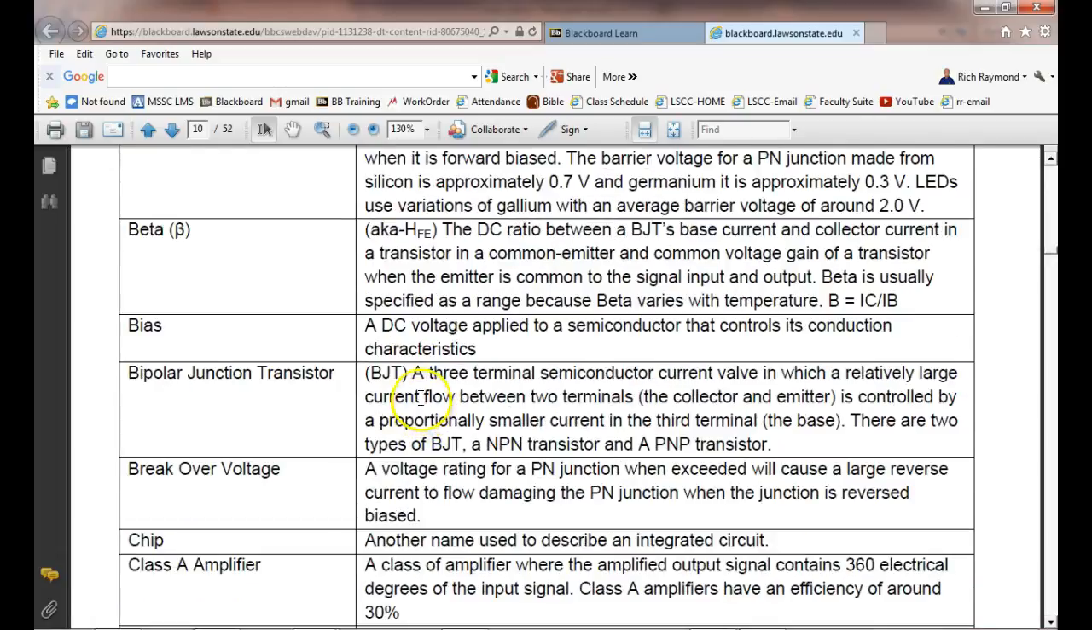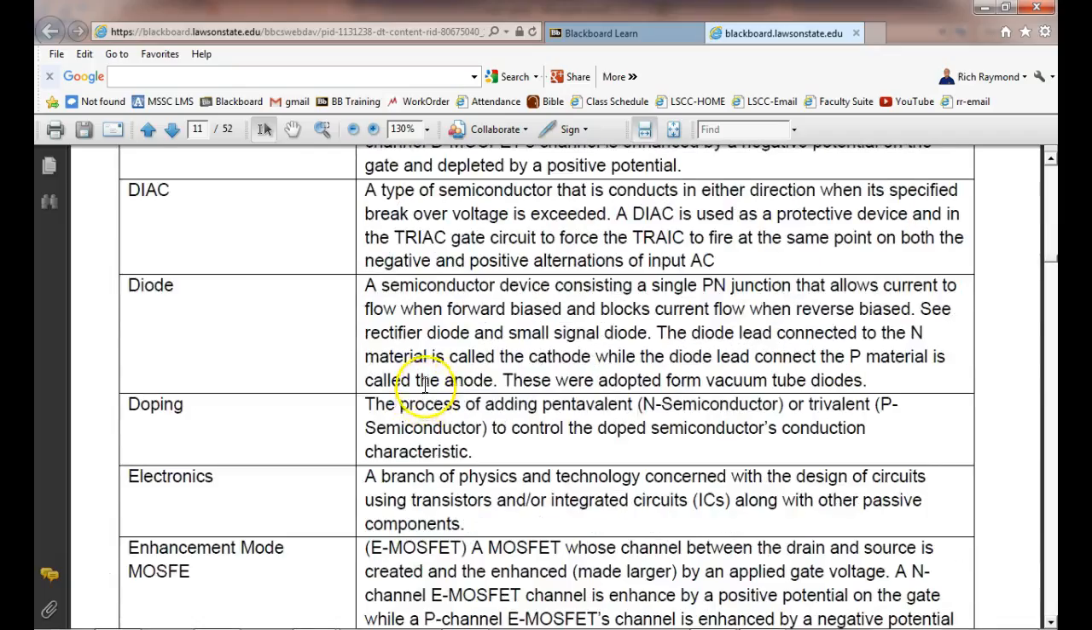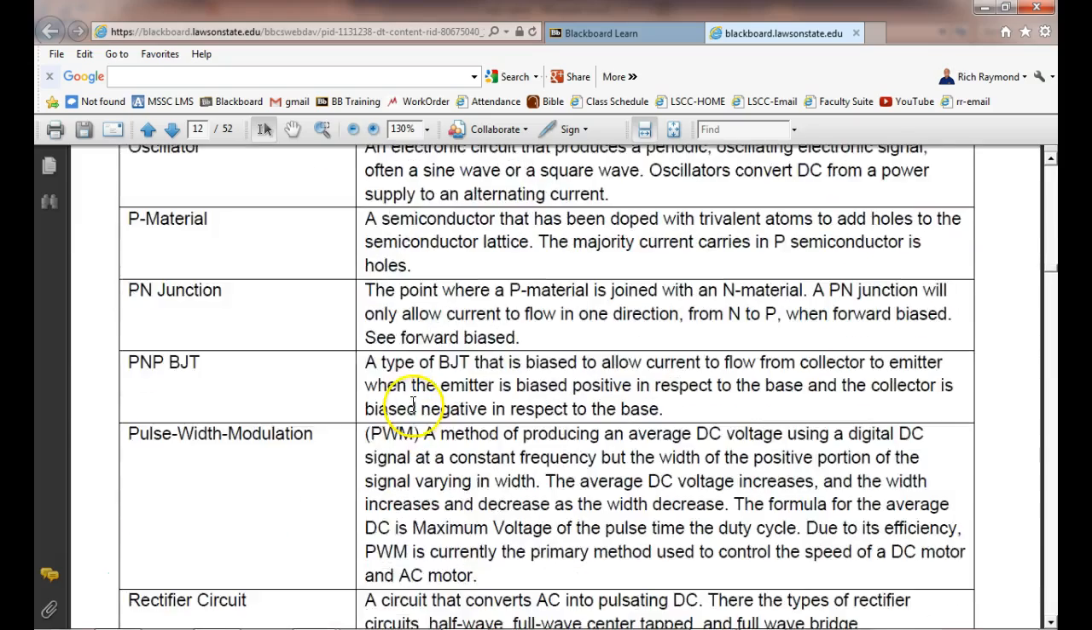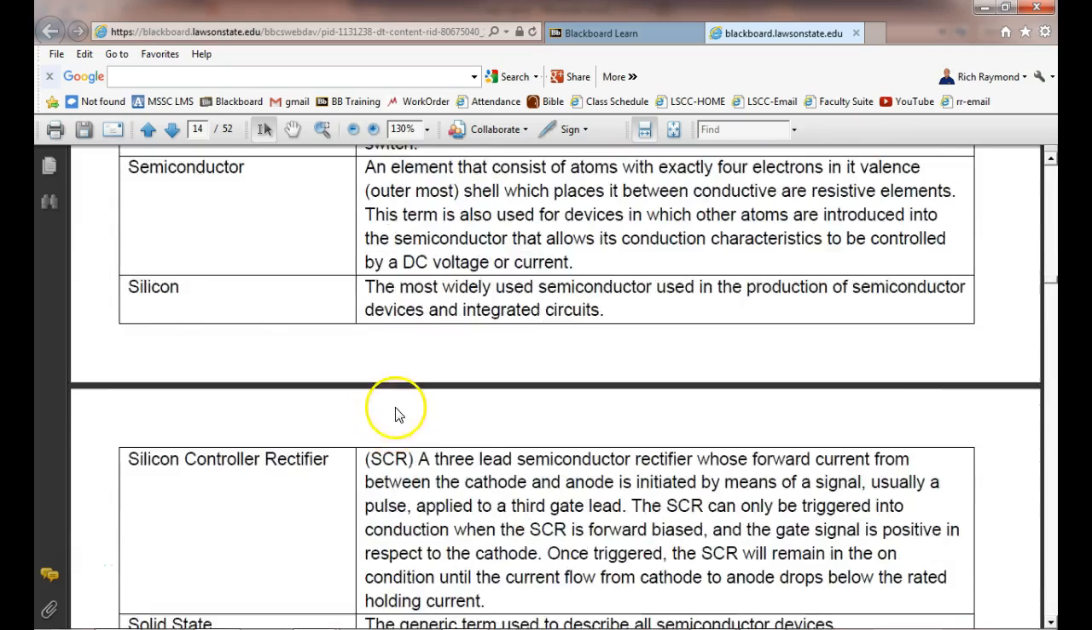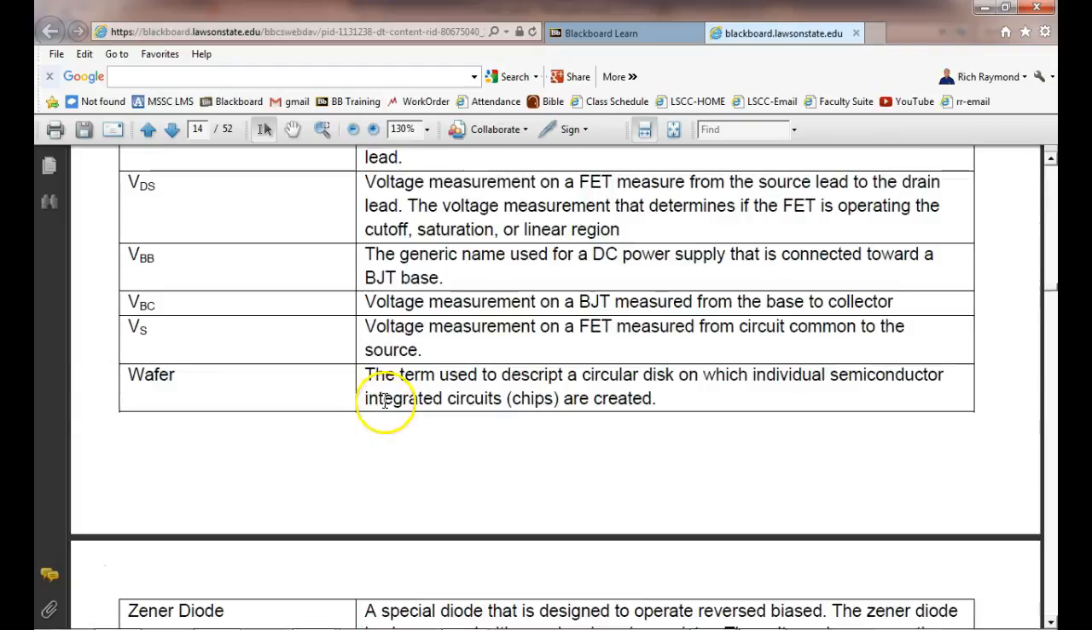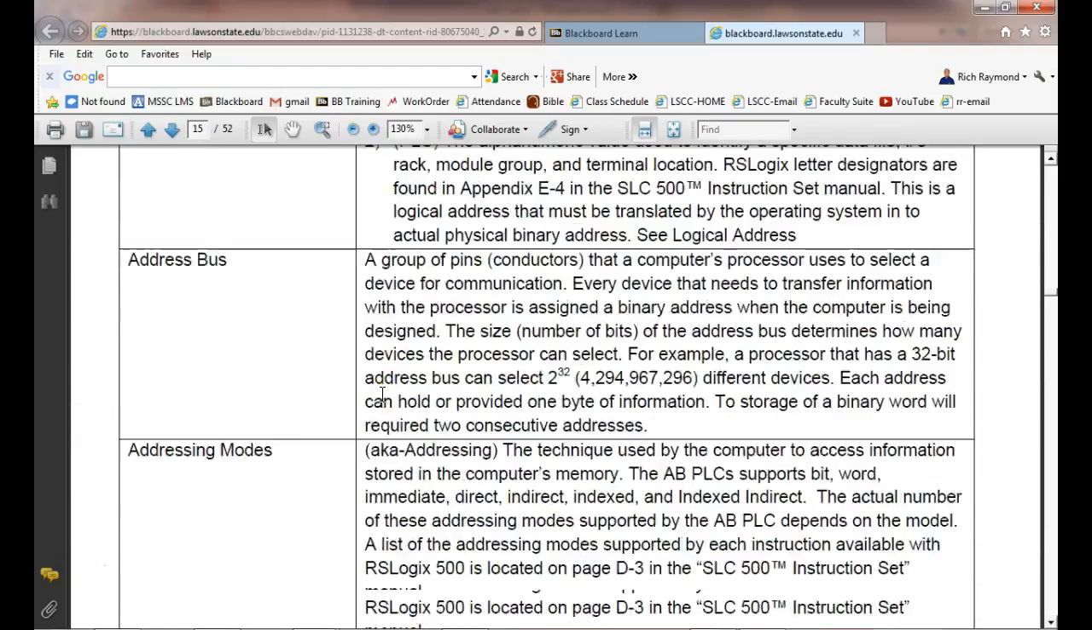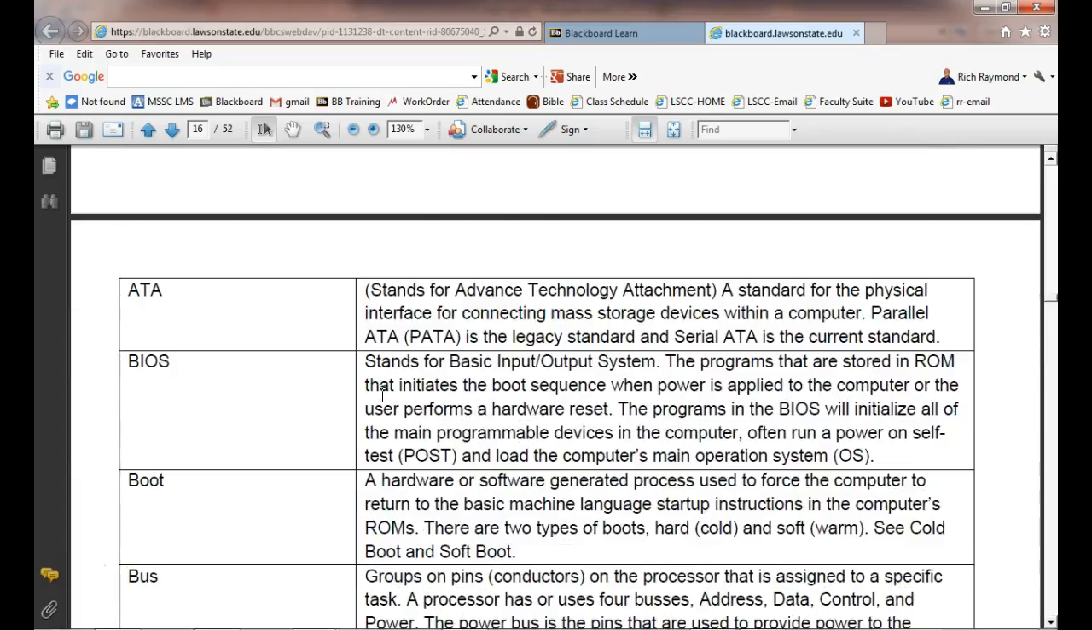I've added a section on solid state electronics because I have to teach that class next semester. And then of course computers, we've dealt with that quite a bit.